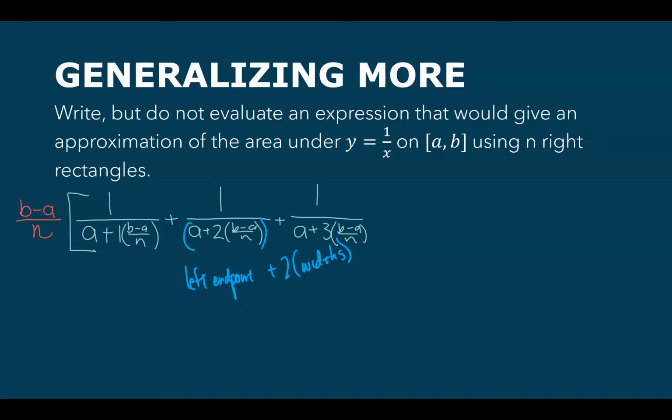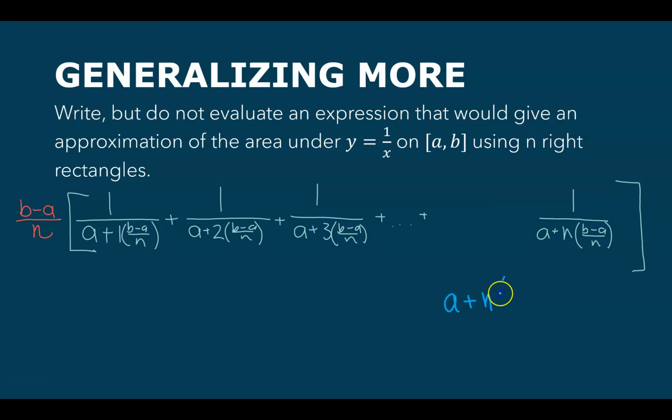Okay, so what's the next one? 1 over a plus 3 times b minus a over n, right? 3 widths away from the left-hand endpoint. And of course, the next one would be 4, so we'll skip all of those. Then, what's the last term? Well, we know it's 1 over a plus, and it's how many widths away? It's n, and we did that last time. Now, let's pull that out: a plus n times b minus a over n. We should get b as the last input. Notice the n's divide, and you have a plus b minus a. That's definitely b as the last endpoint.